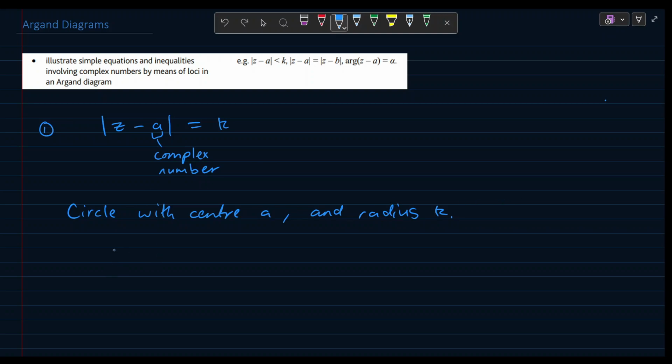Say you're required to draw the Argand diagram satisfying the equation modulus of z minus 2 plus 3i is equal to 4. This is going to be a circle with our center at 2, 3i, and radius 4. Our radius will be 4.